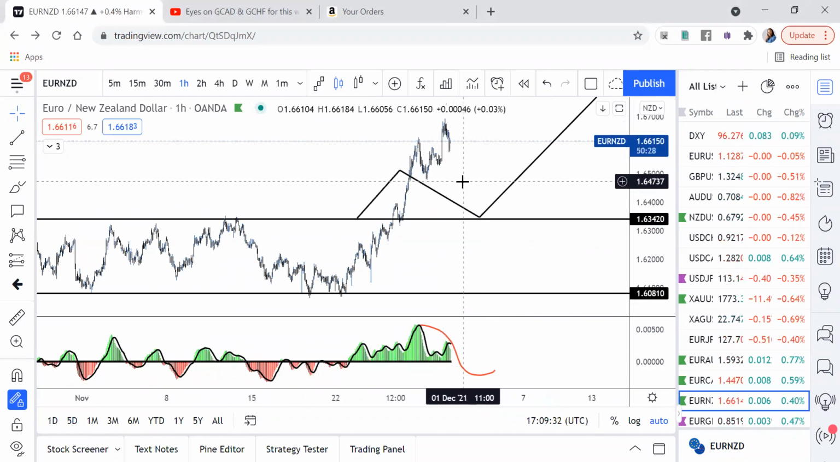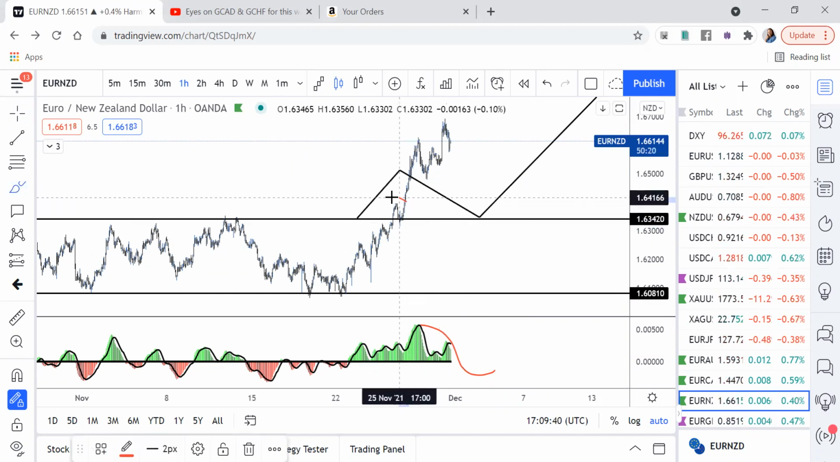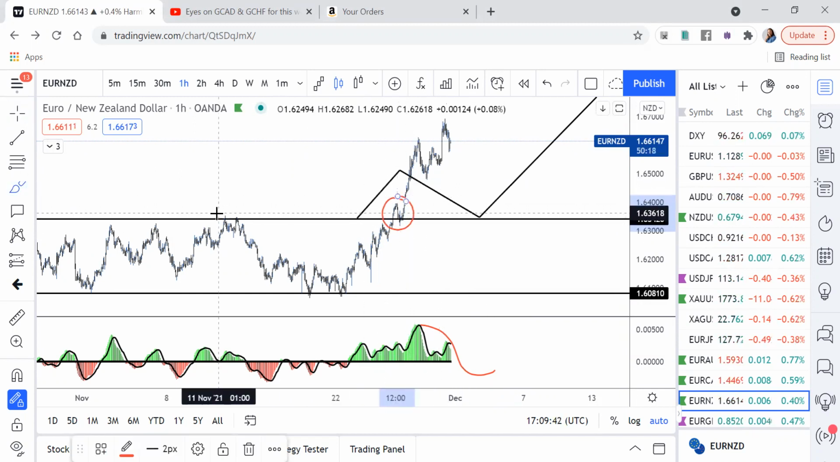So my analysis hasn't changed at all here. You guys can see it for yourself. What I'm looking at: we had a strong breaker structure. Here's the breaker structure here, right? So it's just a matter of getting a retest, and then you guys can look to buy Euro NZD.